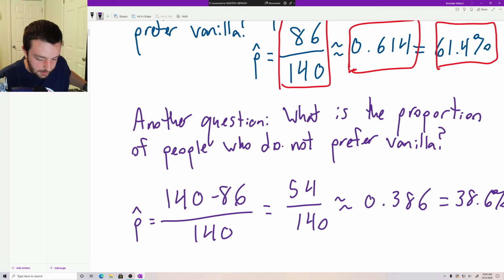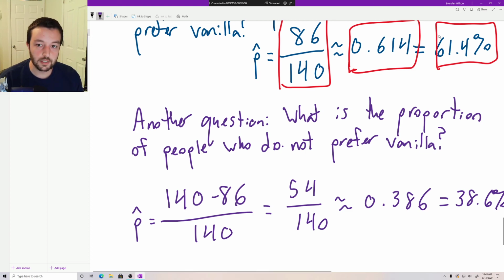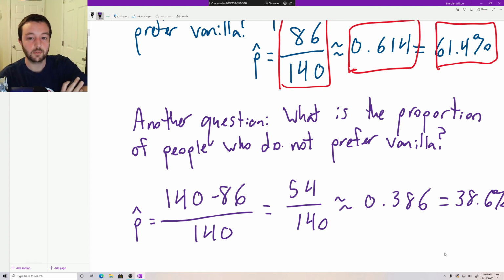Now, the reason I want to point this out is because notice we have two options here, right? You either prefer vanilla or you don't. So the proportion of people who said yes and the proportion of people who said no should add up to 100% because those are the only two options, and they do, right? You can add these together and they'll be at 100%. Depending on how you round, it might be like 99.9 or 100.1, but it should be really close to 100%.